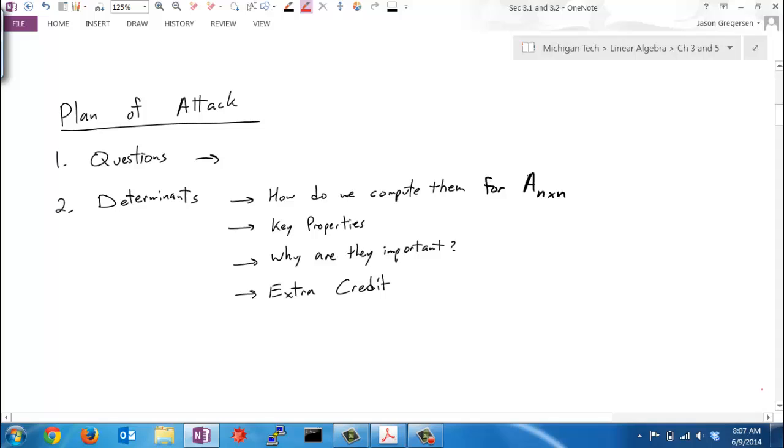This is our plan for today. So take any questions you might have. Then we're going to talk about determinants, how we compute them for larger than a 2x2 matrix. Key properties of determinants are going to let us calculate them easier. A big laundry list of why we're actually going to use these things or where else you might see these. And lastly, some extra credit opportunity.